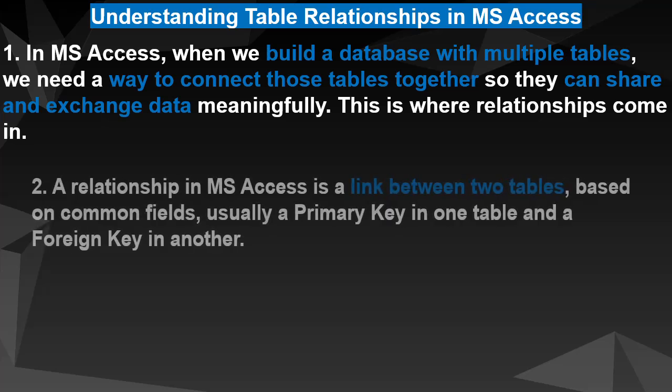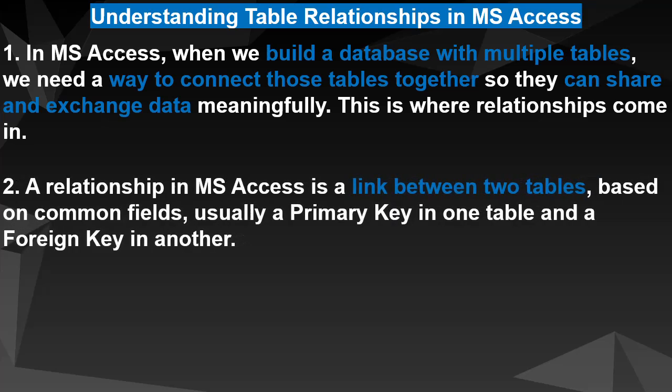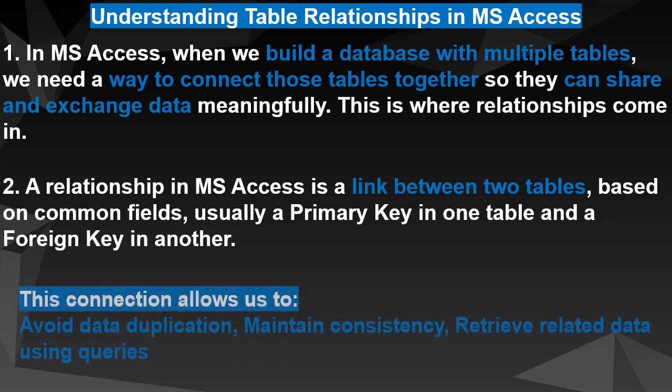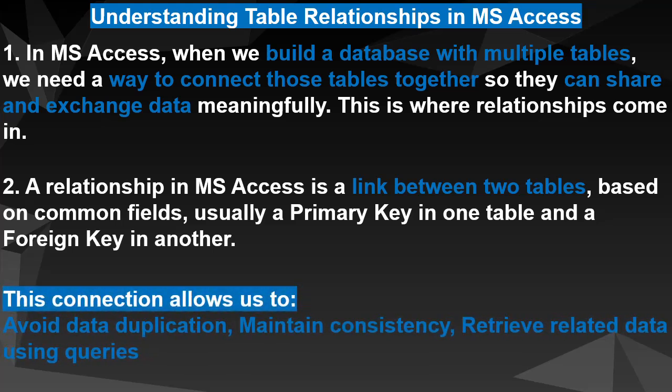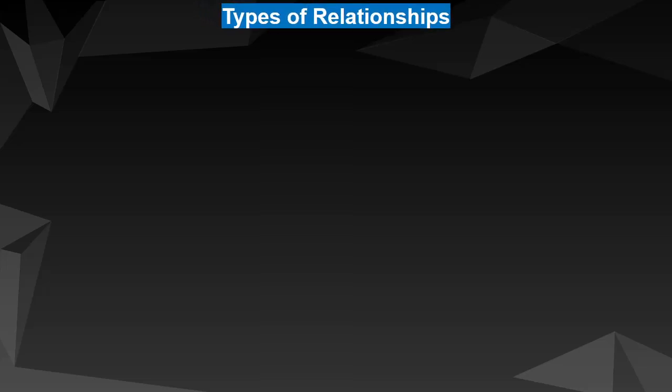A relationship in MS Access is a link between two tables, based on common fields, usually a primary key in one table and a foreign key in another. This connection allows us to avoid data duplication, maintain consistency, and retrieve related data using queries. There are three types of relationships in MS Access.